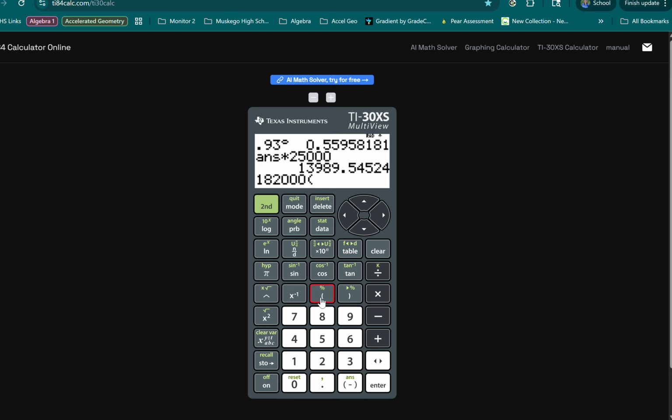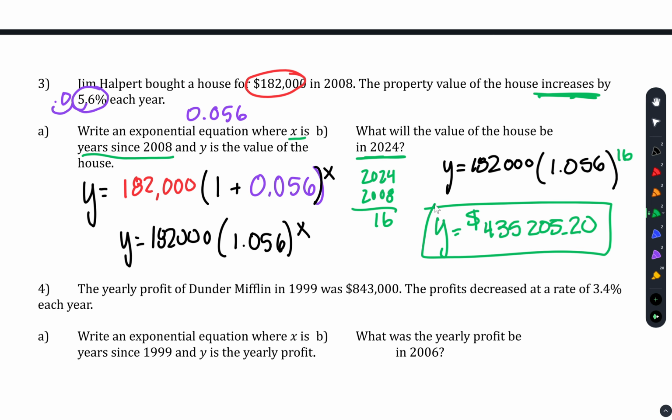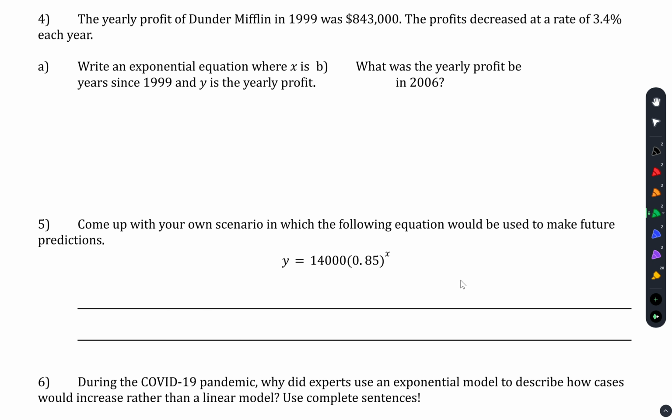182,000 times 1.056, all raised to the 16th power. Again, we're talking about money here, so I want to make sure that I'm rounding to 2 decimal places. This time I have 0.203, which means I'm just going to truncate to 0.20. Dollar sign, $435,205.20. Awesome. You can try number 4 on your own.